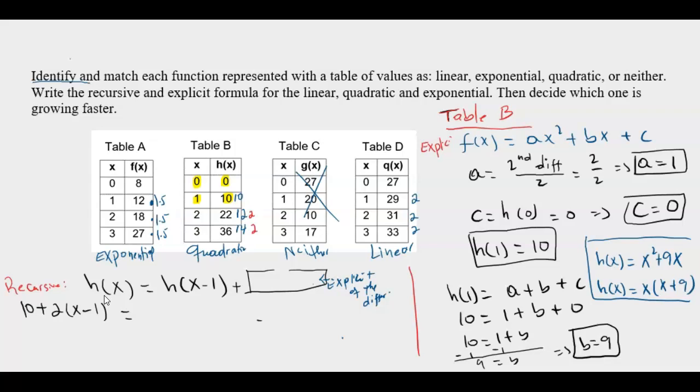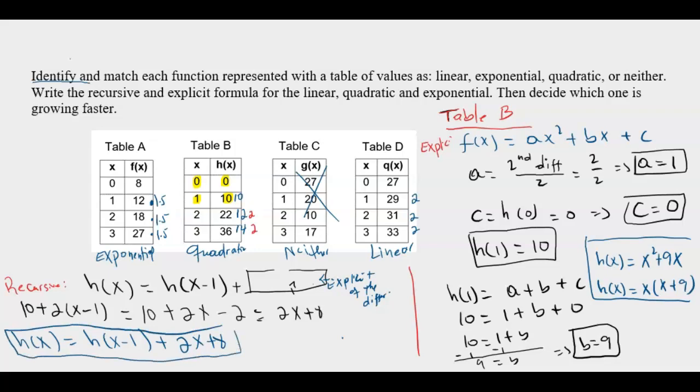Now if we simplify that, we have 10 plus 2x minus 2, and 10 minus 2 is equal to 8. So we have 2x plus 8. This is what goes over here. So if we write the recursive formula, we have h of x equal h of x minus 1 plus 2x plus 8, and that will be our recursive formula for this quadratic.